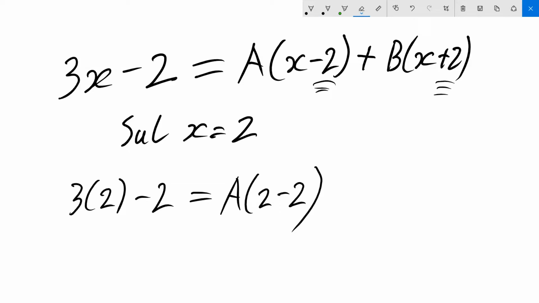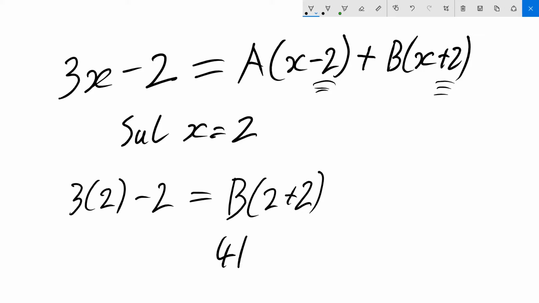I'm just going to rub it out because I don't have the space. There we go. Equals b lots of 2 plus 2. Add these together and we have 4b. 4b equals 6 minus 2, which is 4. And that means 1 equals b.